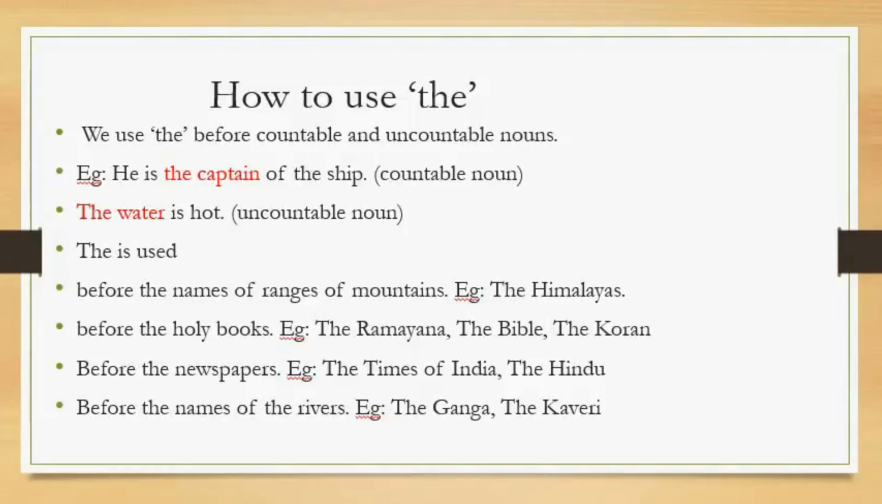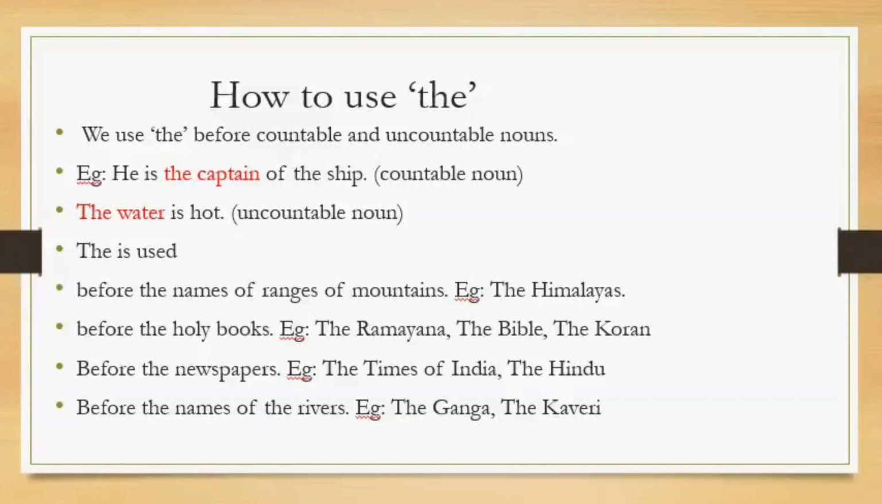Let us see. He is the captain of the ship. We have used the before a countable noun. The reason is we are sure of which person we are talking about. We know he is a person who is captain of the ship. So when we are very sure, we use the definite article the.